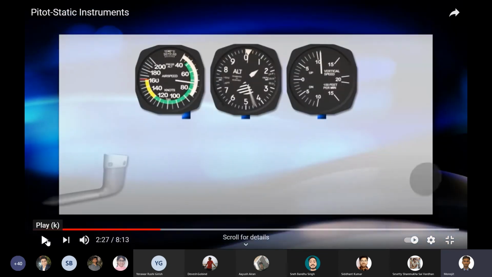This is exactly the same as the two ports of our manometer.